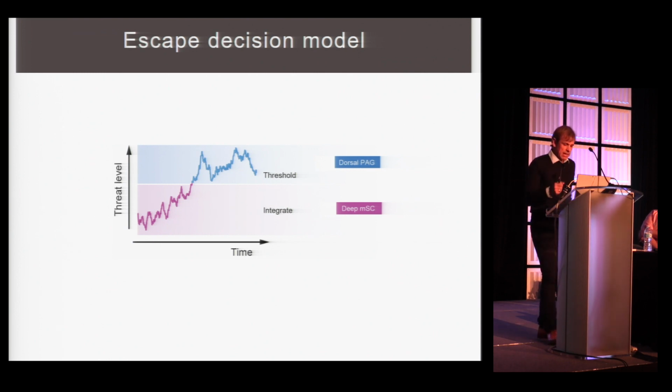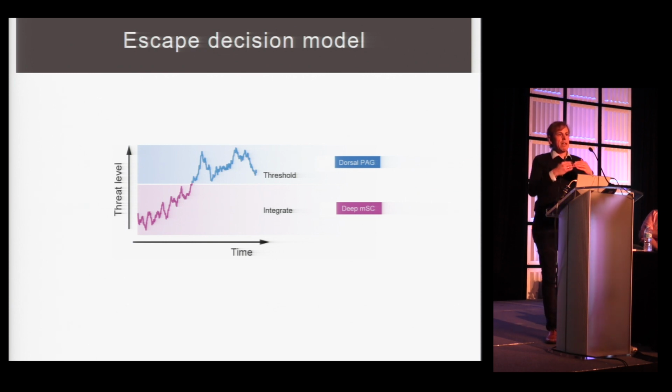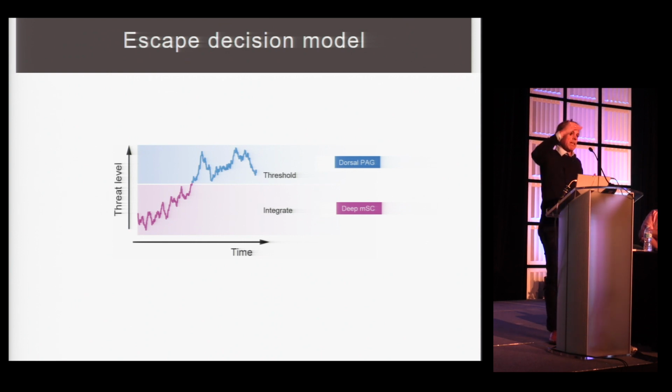Now, if this is the case, we can make some predictions about the behavior that we should expect if we were to activate these populations directly. So if we were to activate neurons in the dorsal PAG directly, basically what we're doing is injecting different amounts of activity below the threshold that still has to be passed. And so we should expect a behavior that is very similar to the behavior we observe with sensory stimulation. However, if we activate dorsal periaqueductal gray cells directly, we should very reliably evoke escape.